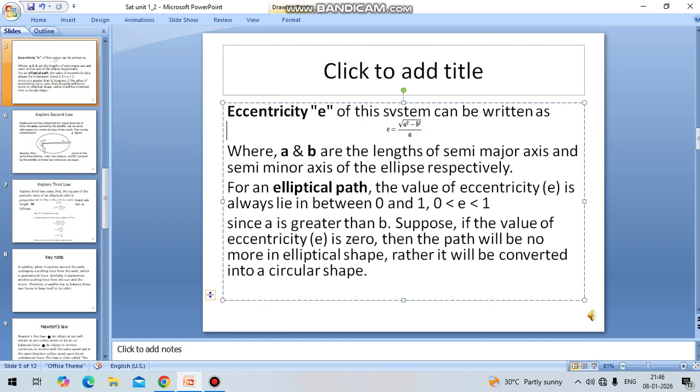Suppose the value of the eccentricity E is 0. Then the path will no longer be elliptical and will be converted to a circular shape. So if the eccentricity is between 0 and 1, the path will be elliptical, and if the eccentricity is 0, the path will be circular.